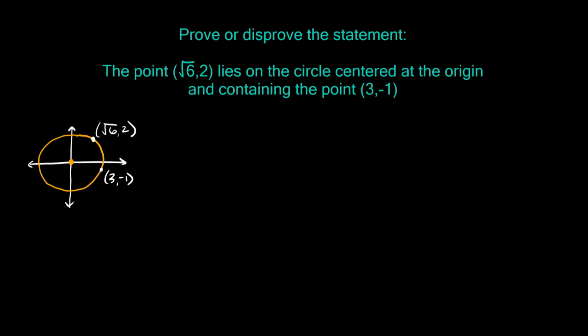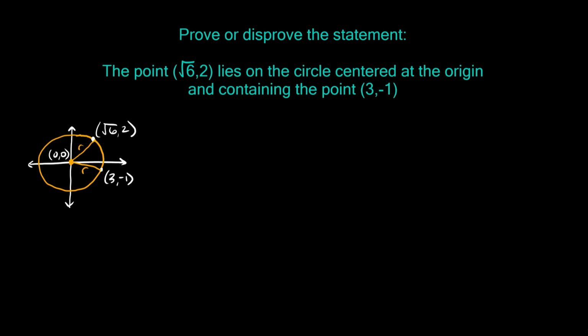Okay, so how do we know if these two points actually lie on the same circle? Well, the distance from the origin to each point should be exactly the same, right? This radius should be equal to this radius if they both really are on the same circle. So in order to find those radii, we can again use the distance formula.